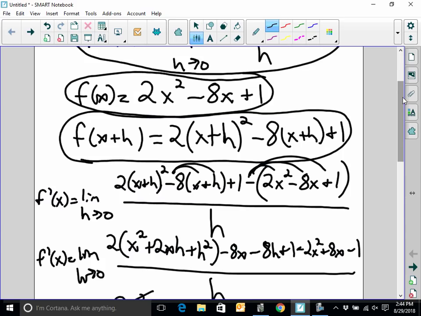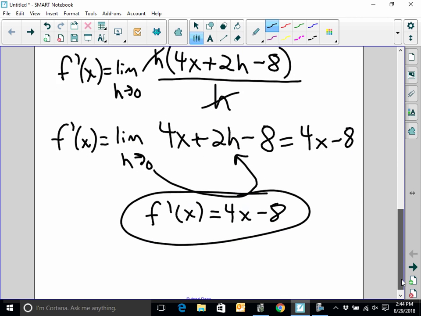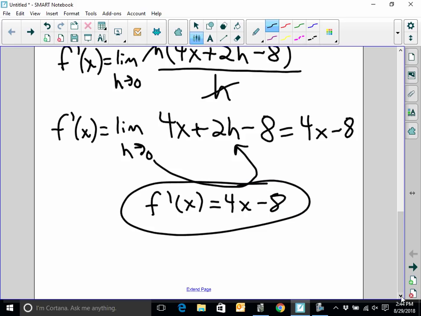Okay? But what's more important here, we'll learn the rule and it'll be super simple to get f prime in the future. But for right now, we had to go through quite a process to get there. But let's talk about using this.